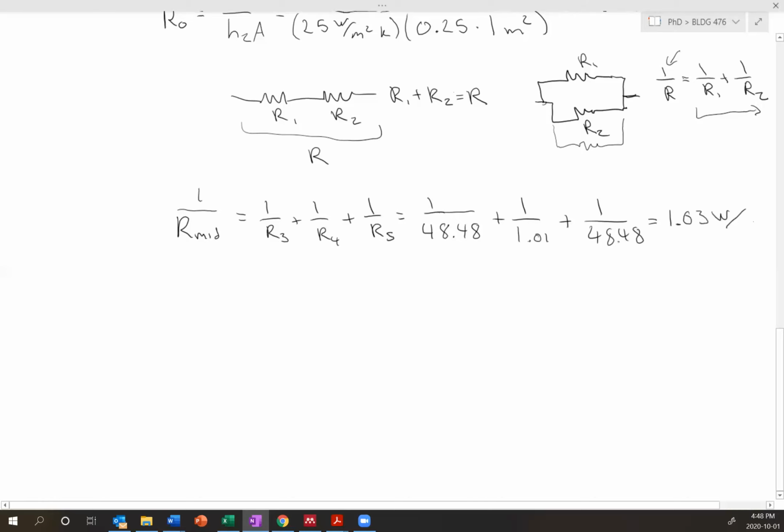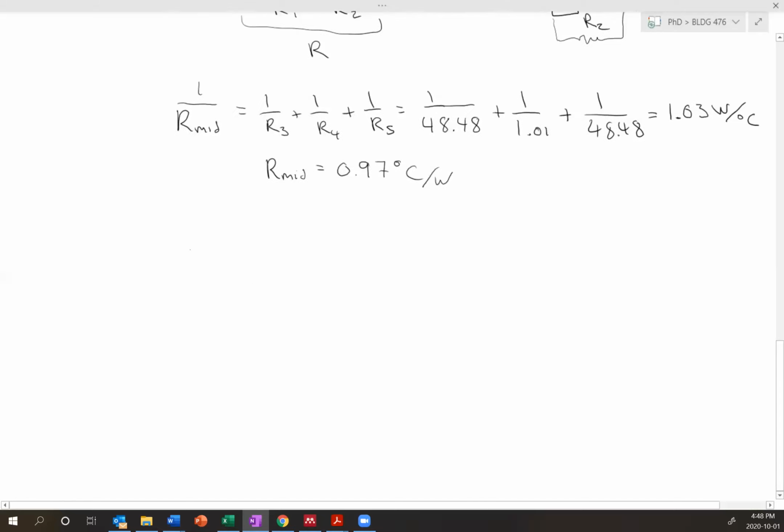So this will be watts per degree Celsius, and then our actual R mid will just be the inverse of that, 0.97 degrees Celsius per watt. Okay, our total for the whole wall is now this R mid, our equivalent resistance, and we'll just put that in series with everything else. So Ri plus R1 plus R2 plus R mid plus R6 plus R naught.